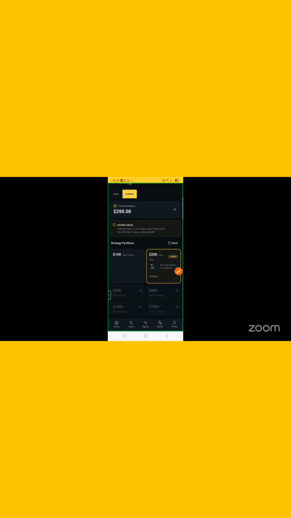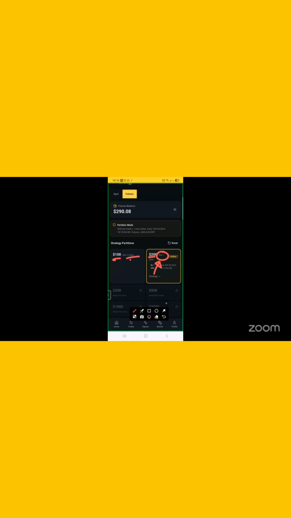So now, with these $290, when you come down here, you can see what we call strategy partitions. What does this mean? The bot is telling me that if I want to use $100 per trade, using my $290, it is going to be able to trade for me a maximum of two trades. Do you see this? Maximum two trades. If you want to use $200 per trade, it will trade for you only one coin at a go.